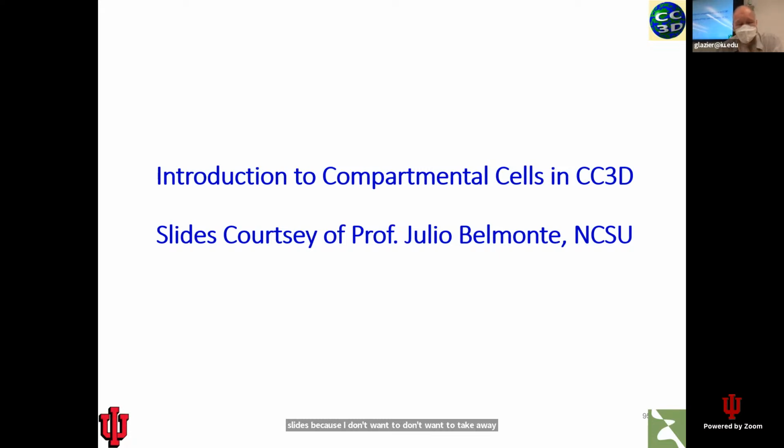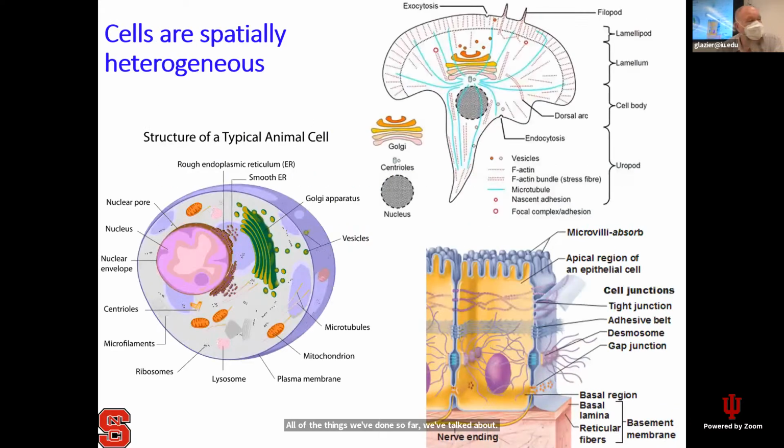All of the things we've done so far, we've talked about spatial variability in chemical fields. But we know that cells actually have quite complex shapes. And we've talked about the endoplasmic reticulum as an organelle. We know the cell has a nucleus. The nucleus actually has rather different mechanical properties from the cytoplasm.